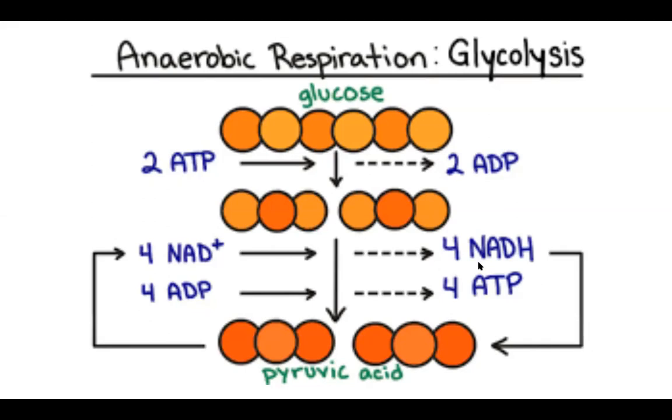So 4 ATP will be generated out of it, as well as 4 NADH. Basically, they're giving 4 electrons to 4 electron carriers. The net gain is 2 ATP, because you used 2 and you got 4, so 4 minus 2, as well as 2 molecules of pyruvic acid. Okay.